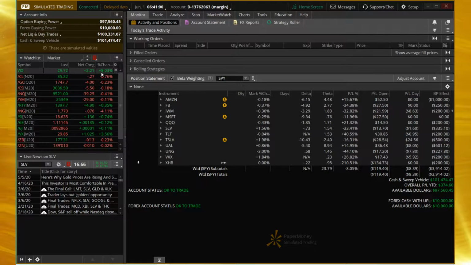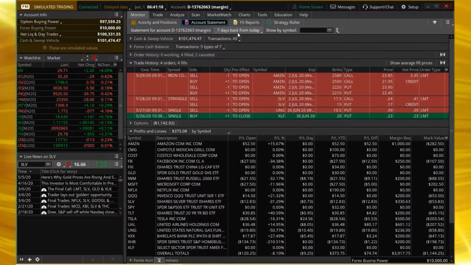We have 12 positions on and we took one off this past week. So let's take a look at that. I'm in my margin account, by the way. We just started using the IRA as well, but for now we're looking at the margin account, and I'll pull up the account statement and I have it set to show me the past 7 days, and we can see here I have twirled open the trade history.